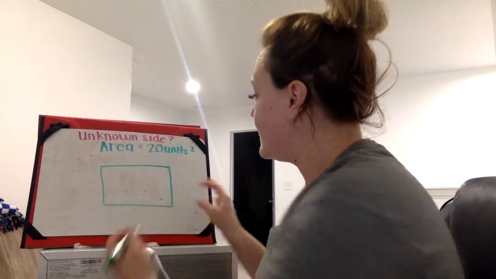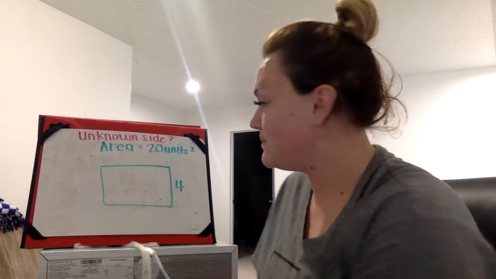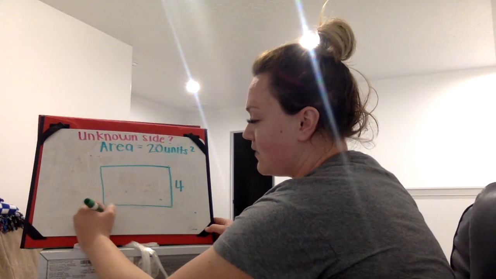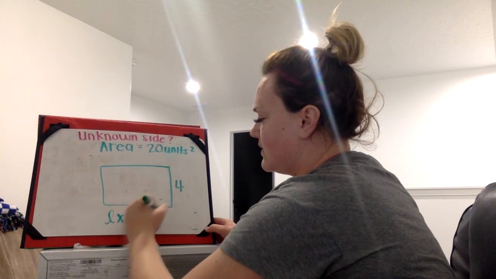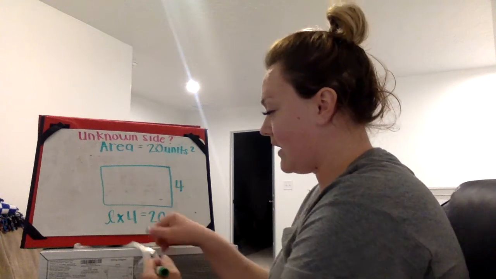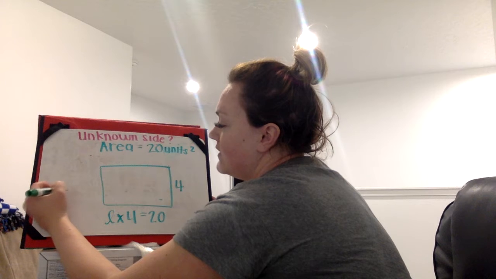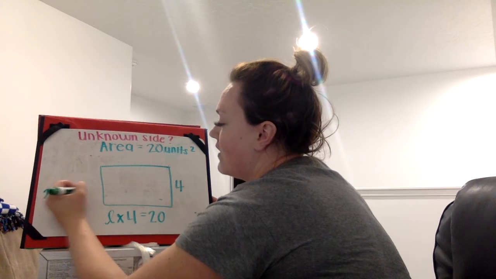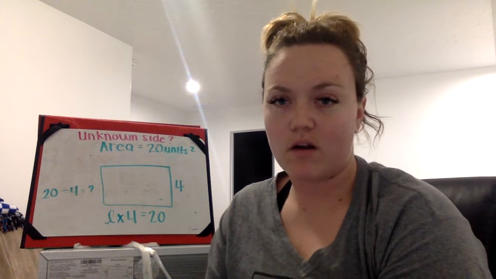So here we have this, and they're giving us just this measurement. They're giving us the width. So the length is missing. So if I were to write this equation, length times 4 equals 20. This is where your division comes into play. We're going to turn this into a division problem. 20 divided by 4 equals what? Okay, 20 divided by 4 equals what?